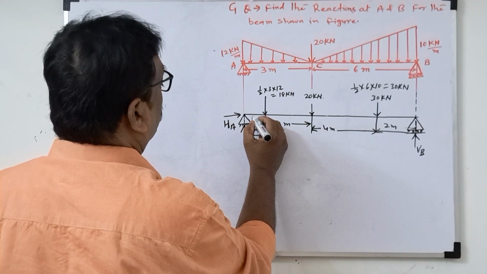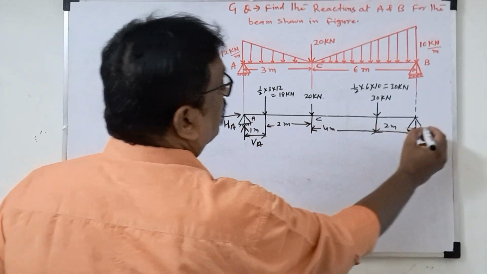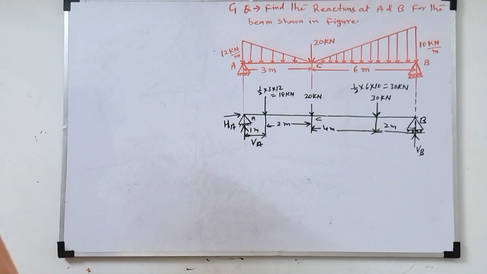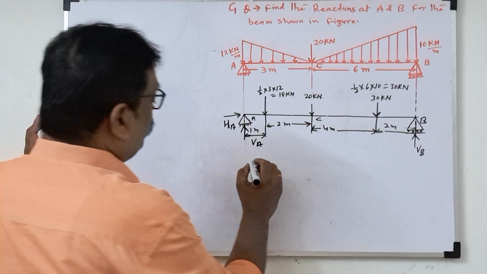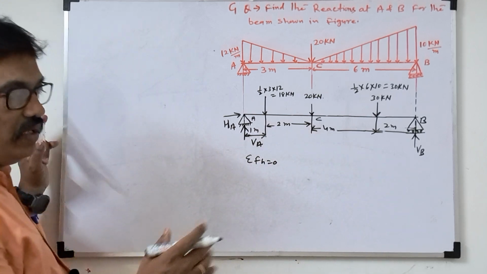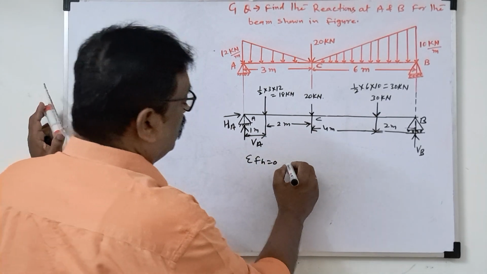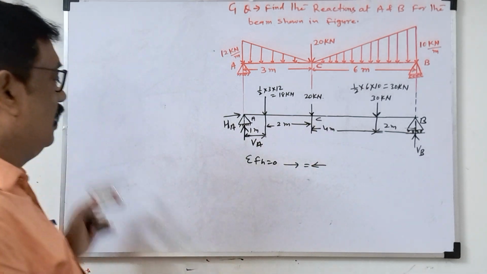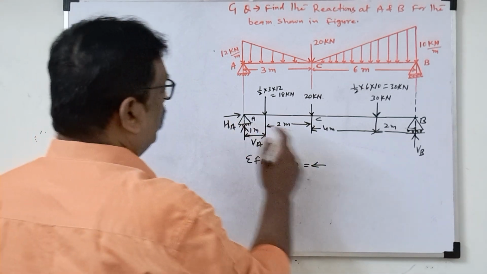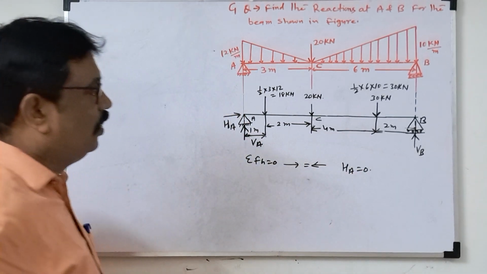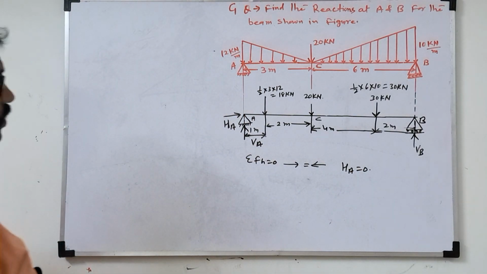So this point is A, this point is C, this point is B, and these two load diagrams here. So now you see, two equilibrium equations will apply. Sigma FH equal to 0. That means total leftward force equal to total rightward force. So what is there? Only one, HA. HA is equal to 0. So no other horizontal force, HA is equal to 0.